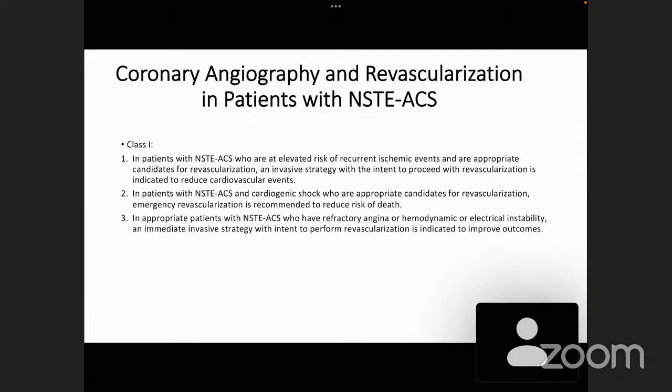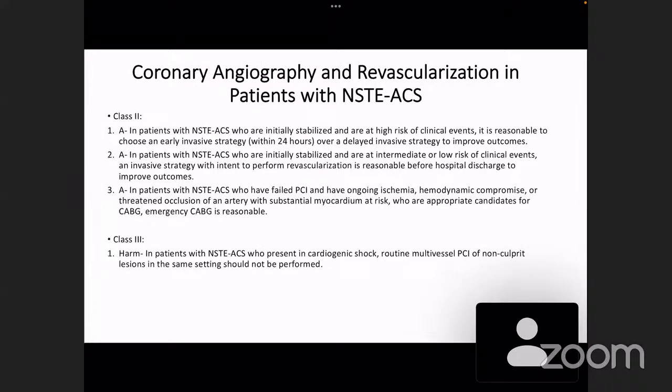Also, class 1: in patients with non-ST elevation acute coronary syndrome and cardiogenic shock who are appropriate candidates for revascularization, emergency revascularization is recommended to reduce the risk of death. Lastly, in patients with non-ST elevation acute coronary syndrome who have refractory angina or hemodynamic or electrical instability, an immediate invasive strategy with the intent to perform revascularization is indicated to improve the outcome.